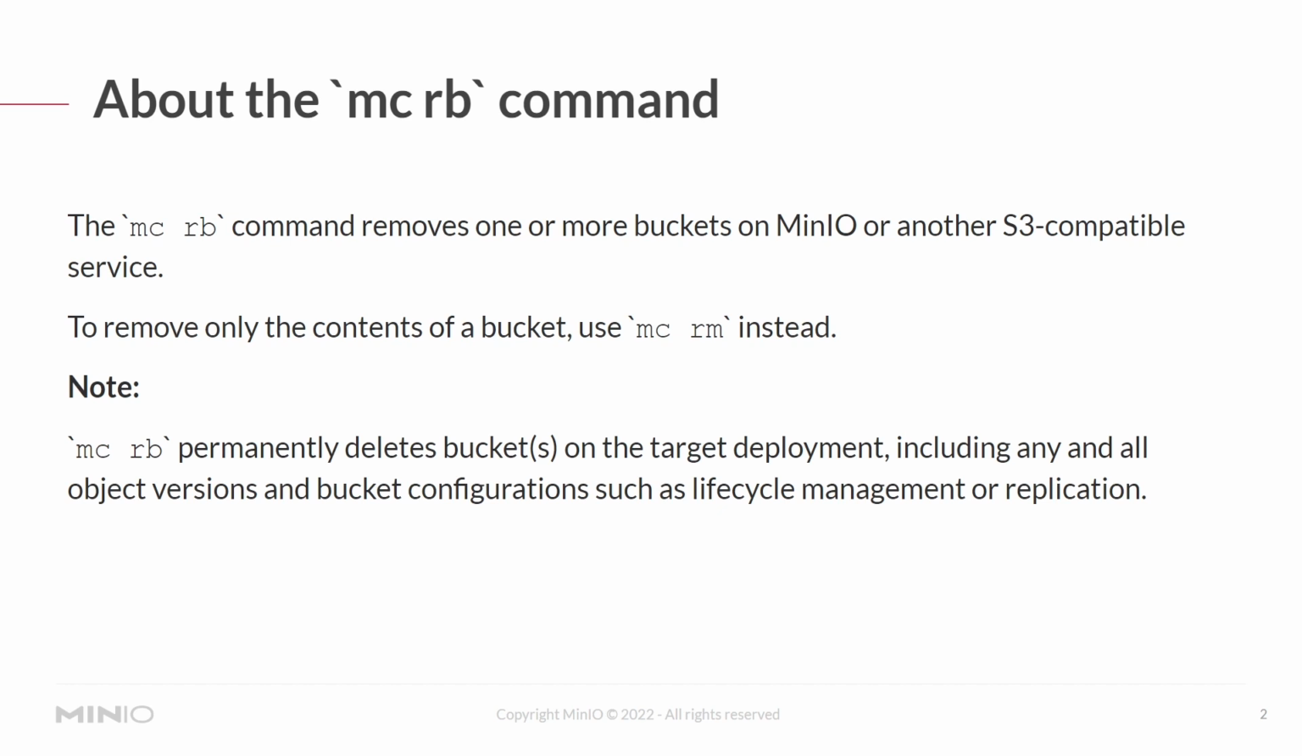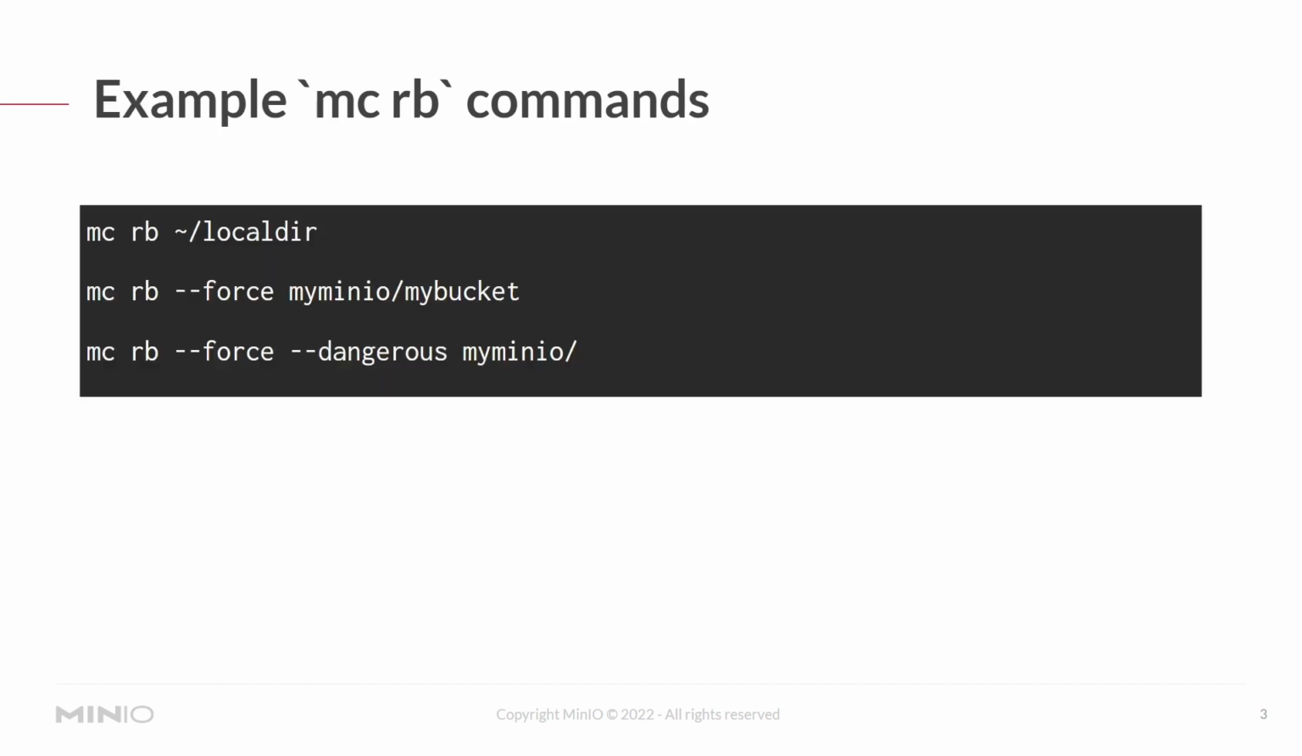Note, the mc rb permanently deletes buckets on the target deployment, including any and all object versions and bucket configurations such as lifecycle management or replication. So this is very destructive, so be careful when you're using mc rb. Here are some examples of the mc rb command.